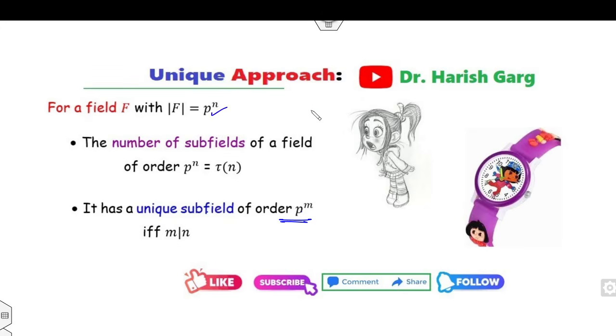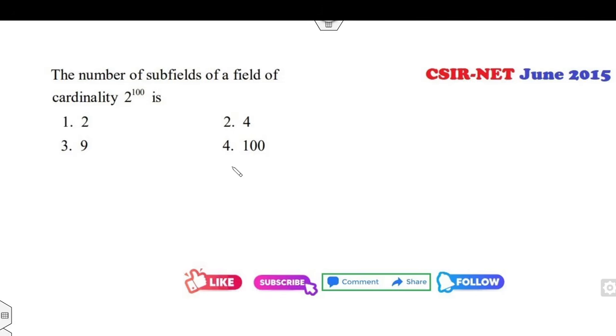And I'm sure that based on these shortcut tricks, you can solve each problem within a 10-second time period. How? Remember that this is tau of n, tau of the power of the prime. You can see the number of subfields. What is n? It is a prime. So the answer is tau of 100.